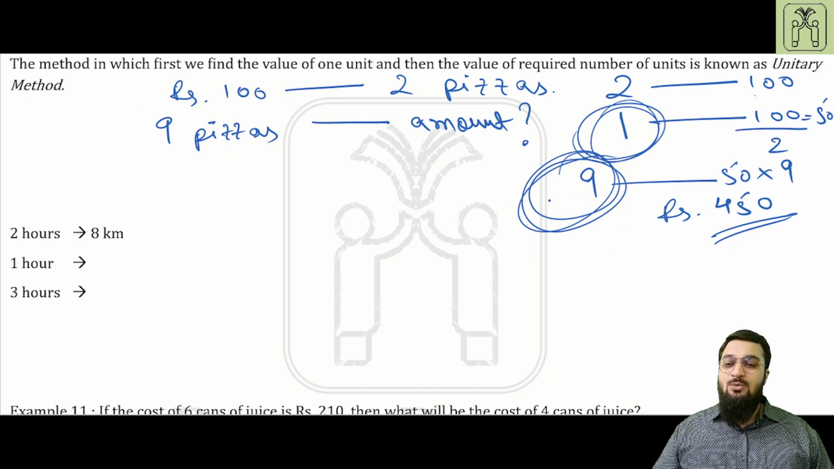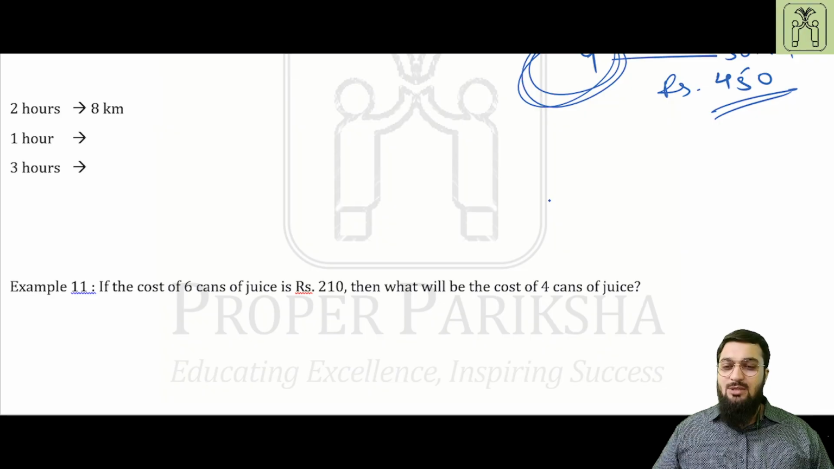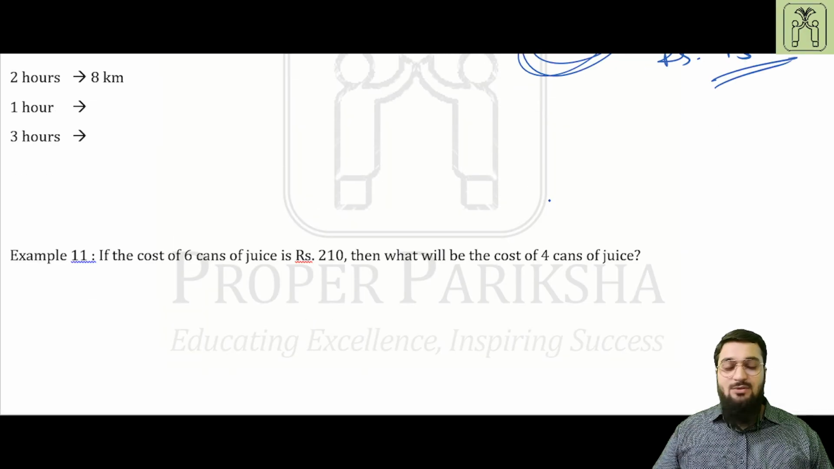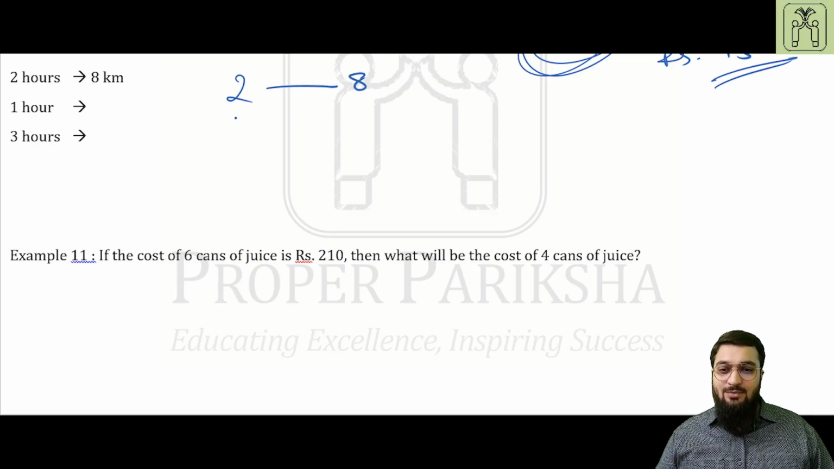Now, coming to some examples, this is something which I have written to make you understand how to use the unitary method. That is 2 hours is 8 kilometer, 1 hour is how much, 3 hours is how much. So the basis is the hour and the answer should be in kilometers. So we will write 2 on the left and 8 on the right. We will convert 2 into 1. That will be 2 by 2 and this will be 8 by 2.